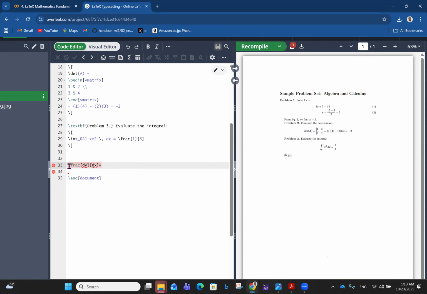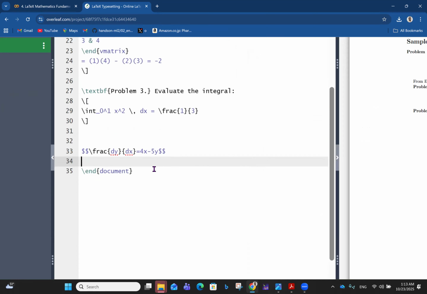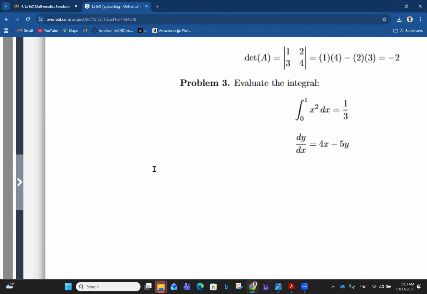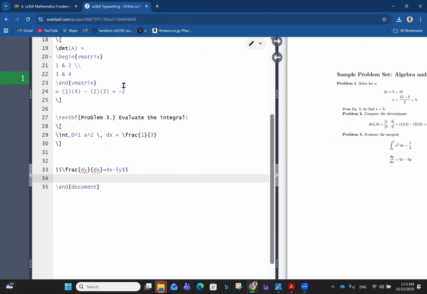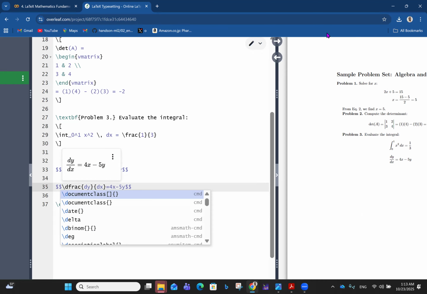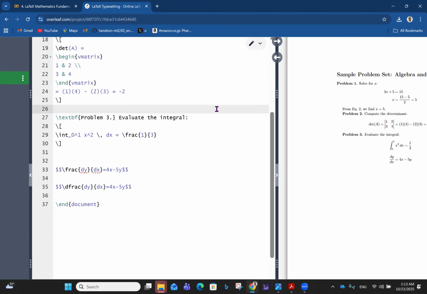Of course, I need to put this in display format. That's double dollar. Okay, dy dx equals 4x minus 5y. So we have this. It's in display format, right? So 4x minus 5y, and this is what that looks like right here. So what if we now want to have, this is where the dfrac thing now comes in. So if I make it dfrac, thank God for auto compilation.